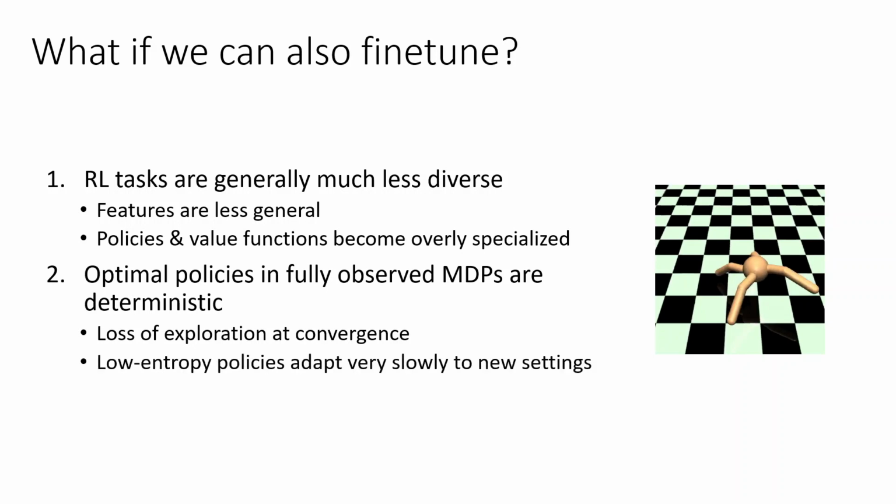And low-entropy policies will adapt very slowly to new settings because they're not exploring enough. This combined with having features that are less general and overly specialized policies and value functions can make fine-tuning extremely slow in reinforcement learning. So for that reason, simply fine-tuning naively often is not very effective. And we often have to do a variety of things to ensure that our pre-training process results in solutions that are more diverse than what we ordinarily would have gotten with regular RL pre-training.